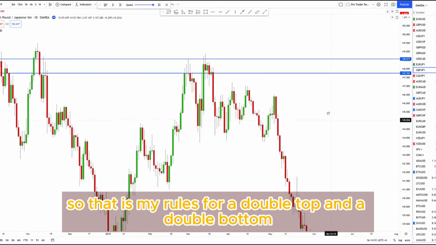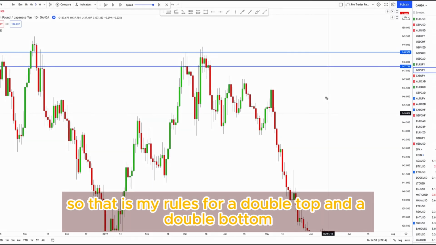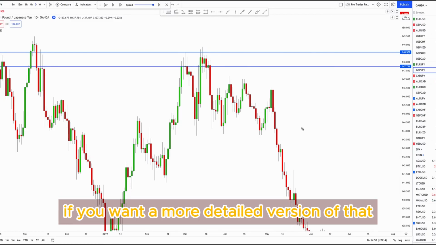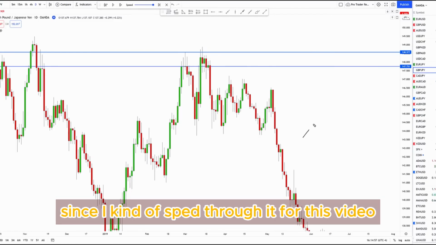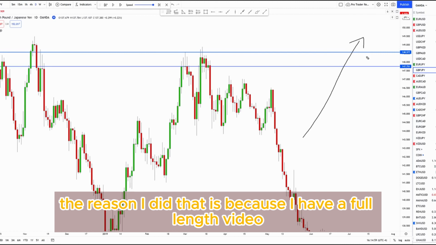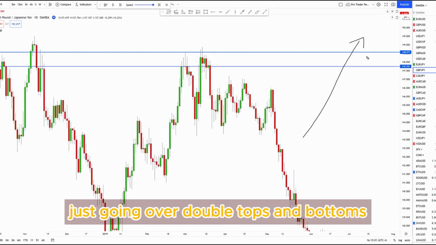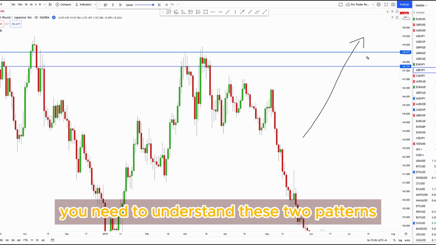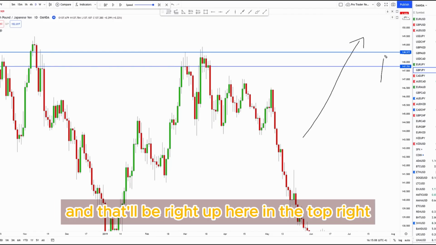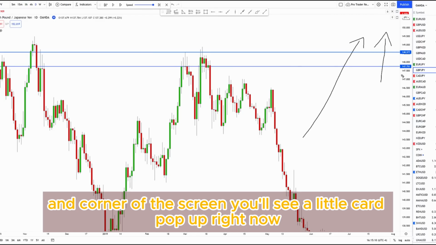So that is my rules for a double top and a double bottom. If you want a more detailed version of that, since I kind of sped through it for this video, the reason I did that is because I have a full-length video just going over double tops and bottoms that will give you everything you need to understand these two patterns, and that'll be right up here in the top right-hand corner of the screen. You'll see a little card pop up right now.